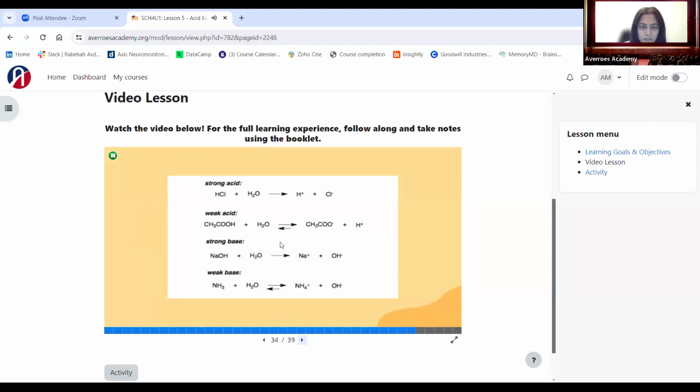So an example of a strong acid is HCl, a weak acid is CH3COOH or acetic acid. A strong base is sodium hydroxide, NaOH. And then a weak base is ammonia. So notice how for the strong acids and strong bases, the reaction's only going in one direction. So 100% of those HCl molecules are dissociating into H plus and Cl minus ions. So the reaction doesn't go both ways. Whereas with a weak acid or a weak base, you'll have some acid molecules or base molecules, some ammonia and some acetic acid, and then some of the constituent ions in the solution as well.